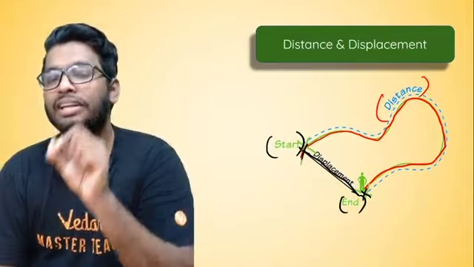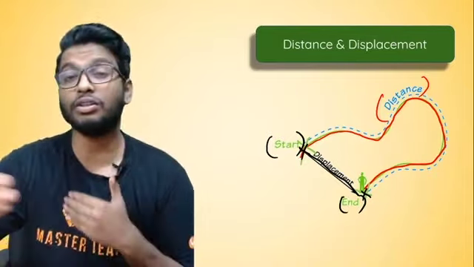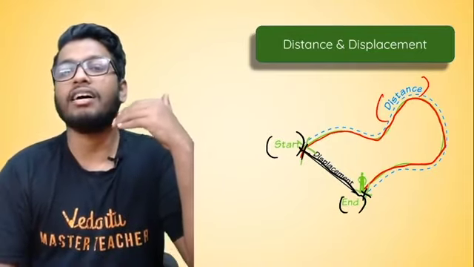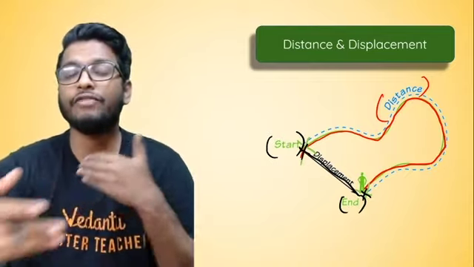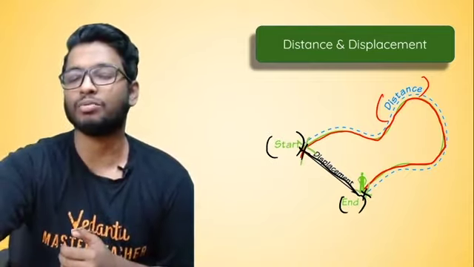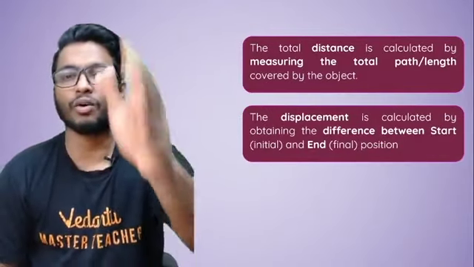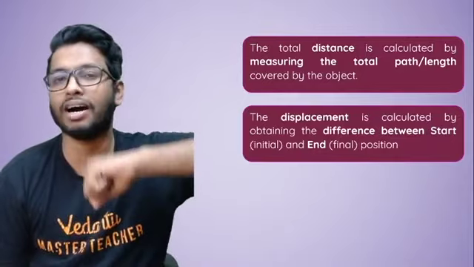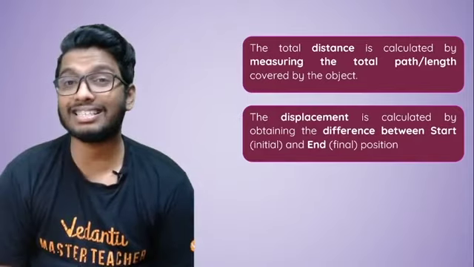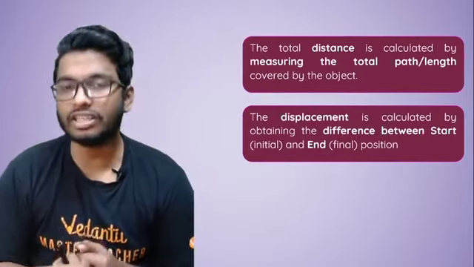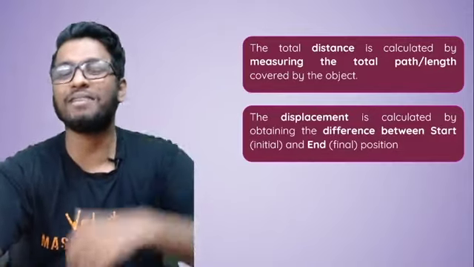So displacement can be defined as the shortest distance between the two points, or you can say that it is the final position minus the initial position. That is the difference between the end point and the start point. That is what is called displacement. So in other words, guys, just to put everything into perspective, the total distance is calculated by the path that the object takes. Whatever the length of the path is, that is the distance. Displacement is the difference between the start point and the final or end point. That's it. So that is about distance and displacement, guys.